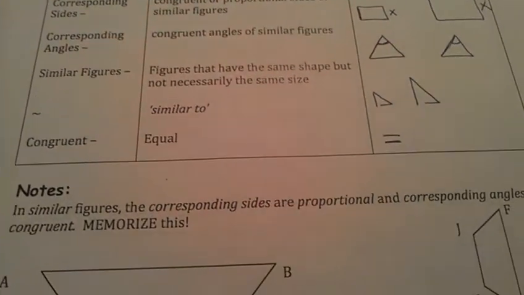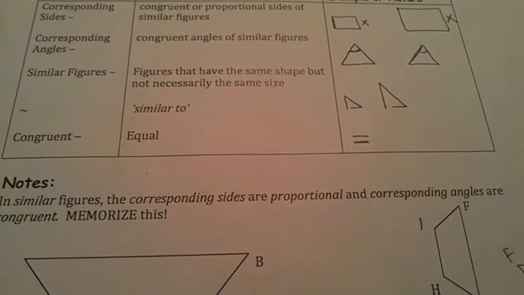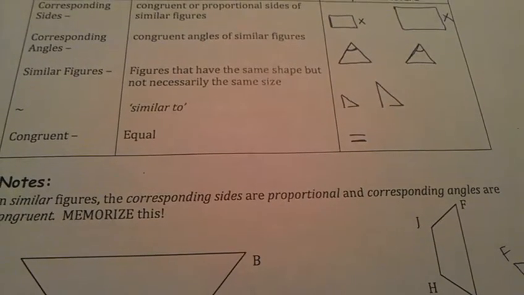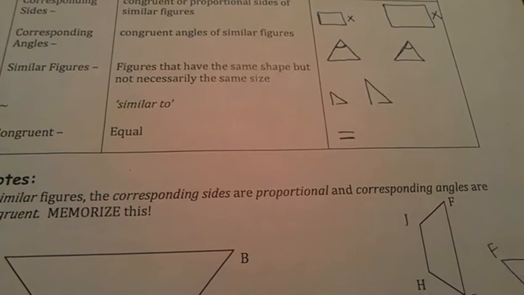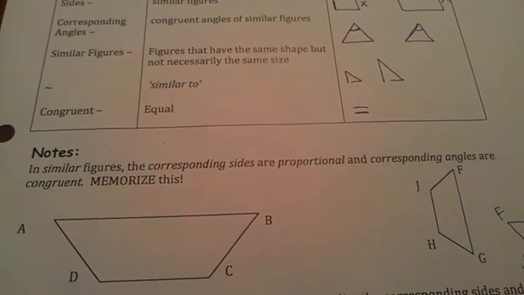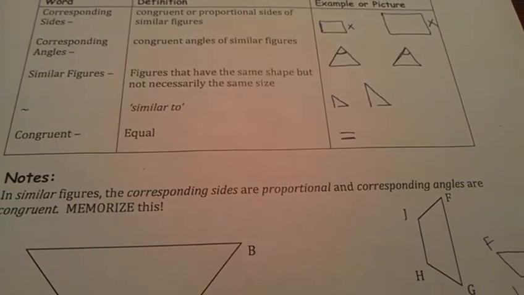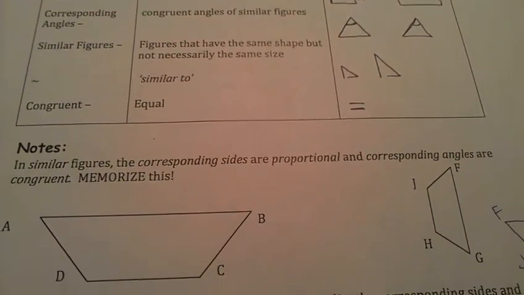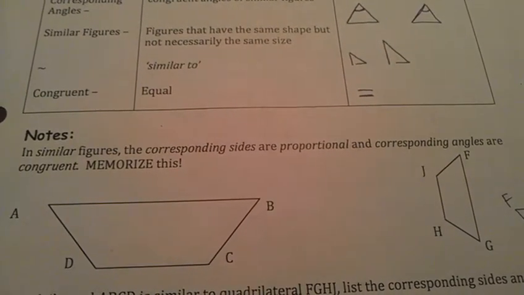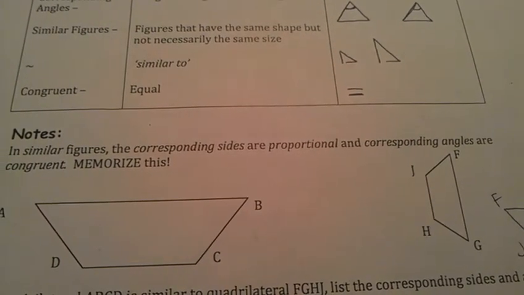Okay, so there is a phrase that you need to memorize, and here it is. Corresponding sides are proportional. There's that word we've been using, proportional. And corresponding angles are congruent. Okay, corresponding sides are proportional. Corresponding angles are congruent. And I've got some similar figures right here. I've got trapezoid ABCD. Then I've got trapezoid JFGH.